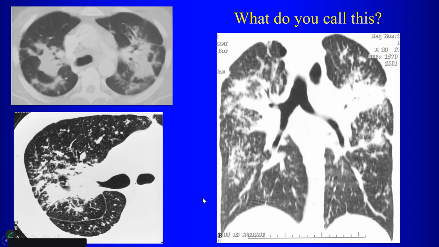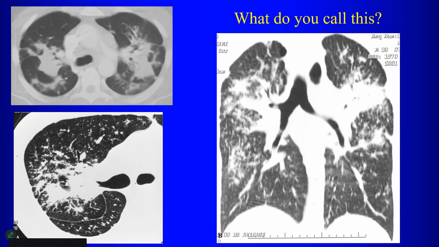What's going on here? What do we call this? Yeah, so there's a galaxy sign where you have coalescence of nodules that form these larger opacities. But what do we call these large fibrotic opacities that can occur from sarcoid? What is this called? Progressive massive.